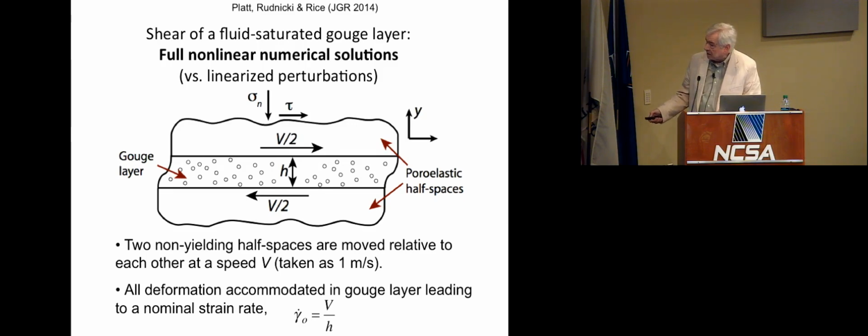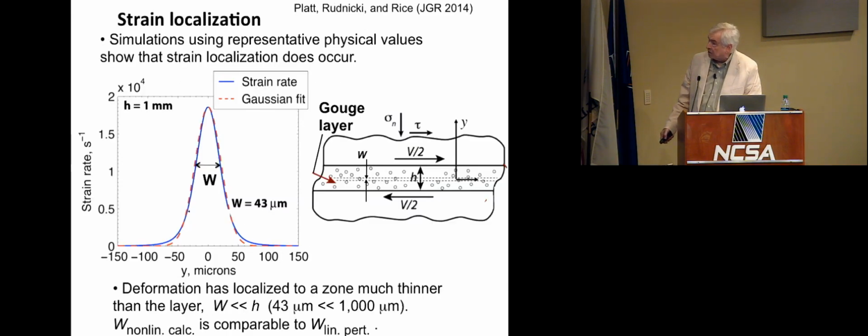And he has slid this at 1 meter a second. I explained why that's a sensible number earlier. And calculates what is the distribution of shearing through this gouge layer and what is the stress involved. And the kind of thing that results is like this. So here's an example. H here, the thickness of this layer, was taken as 1 millimeter.